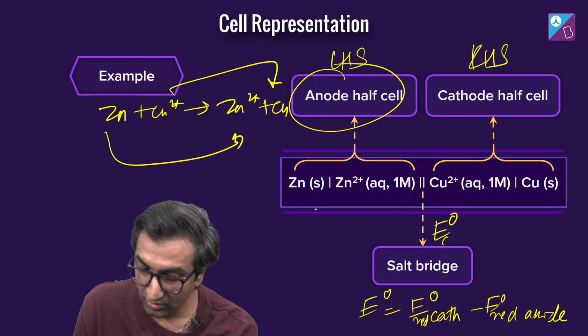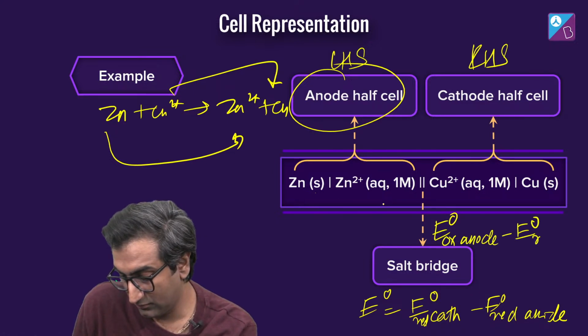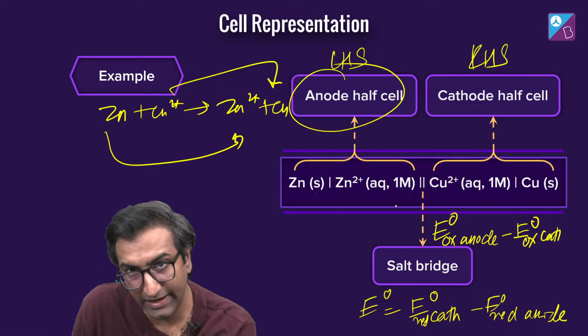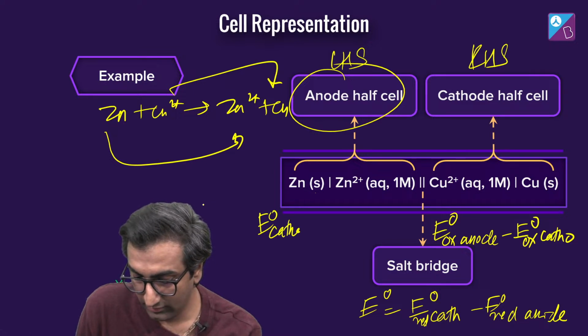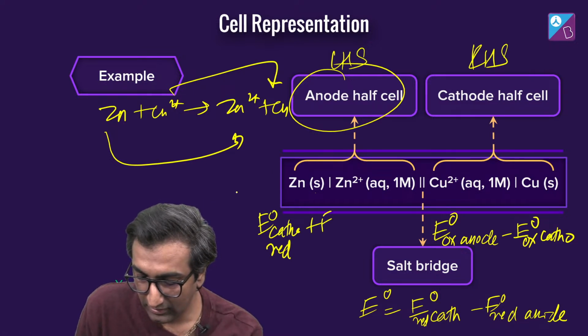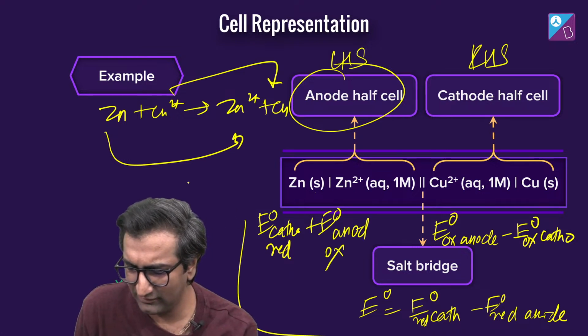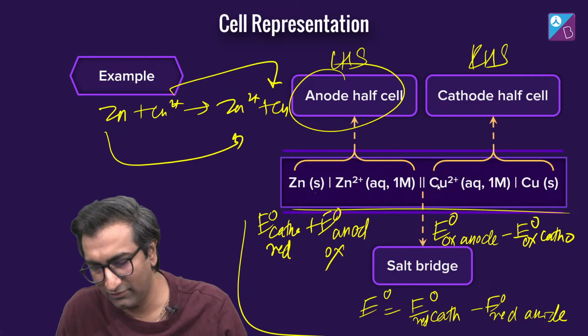I can write E naught oxidation of anode minus E naught oxidation of cathode. I could also write E naught cathode reduction plus E naught anode oxidation. They're all the same thing. It's just mathematical jugglery. Okay, cool. Any doubts? Just give me a thumbs up if everything is good so far.